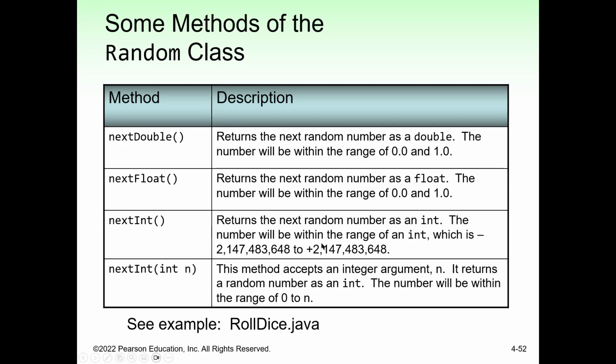And nextInt will return to you a random number from this big negative number to this big positive number. However, if you want it to be in a certain range, you will have to use this method right here, nextInt, and then the number will be within the range of 0 to whatever number you provided as an argument here.